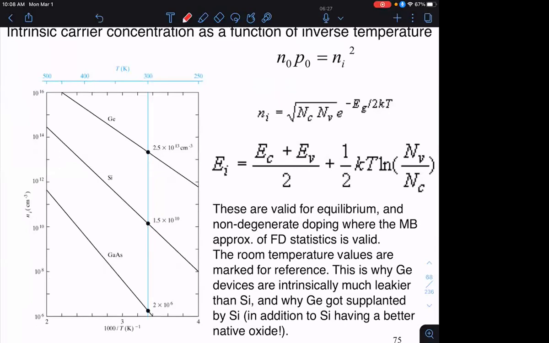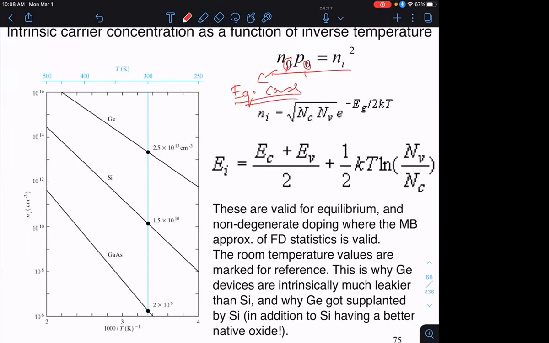All right, so there are a couple of other useful expressions that you can derive based on, for example, this NP product equal to Ni squared, okay? So what you can do is you can replace both N and P. Oh, by the way, I'm showing this as N naught, P naught in this particular case, implying that I'm looking at the equilibrium case, okay?